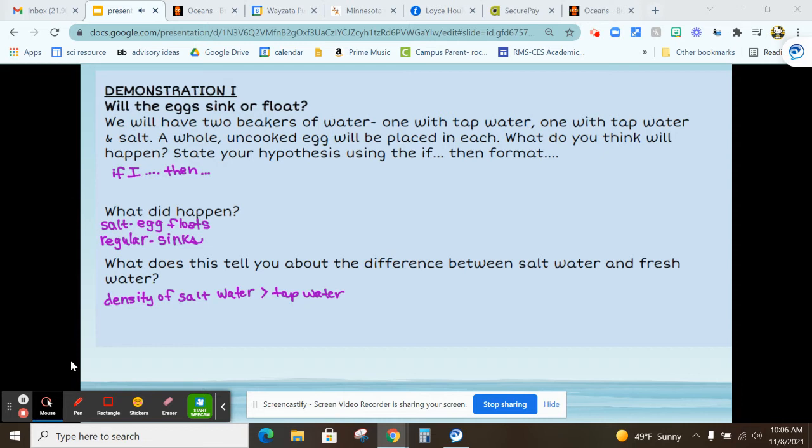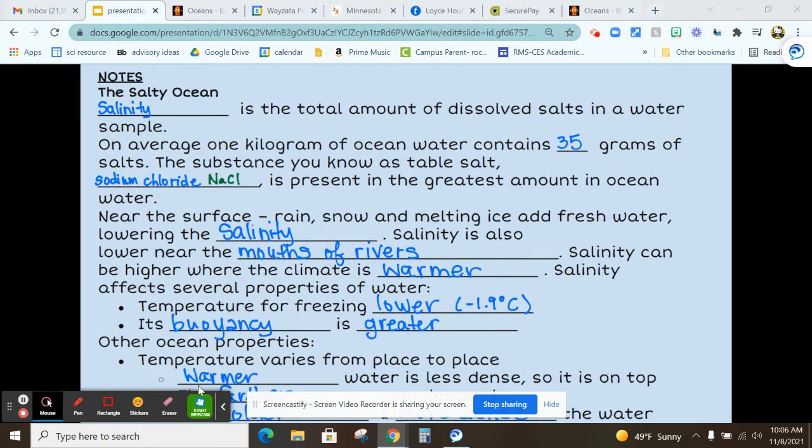So if you paused it, you saw that in salt water, the egg floats, and in regular water, the egg sinks. And this tells us the density of salt water is greater than that of tap water. Again, this idea of density, we're going to hear all year long. Now we're going to take some notes here. So if you could, again, grab your digital notebook.